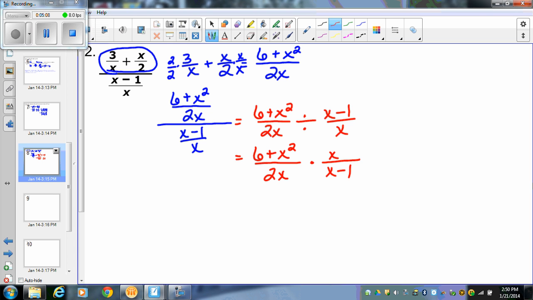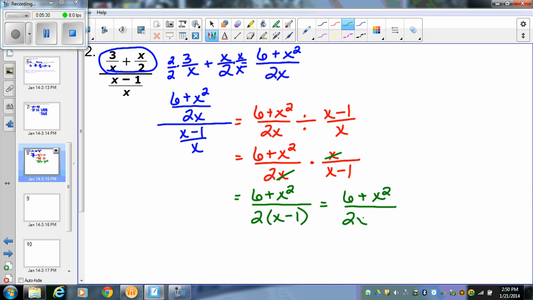Now, if you look at that, you should notice that you now have a common factor here. You can take an x out of both the numerator and the denominator. So that leaves you with 6 plus x squared in the numerator and 2 times x minus 1 in the denominator. So I can distribute that denominator through, and I get 6 plus x squared over 2x minus 2, which is a perfectly acceptable answer.